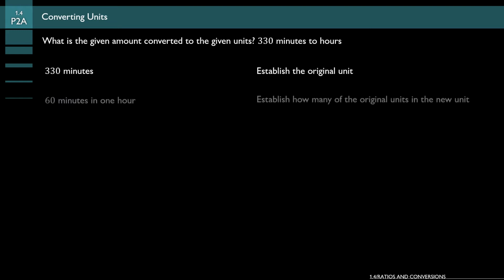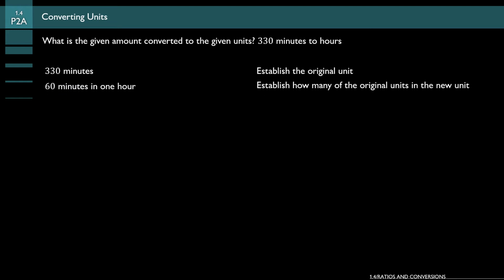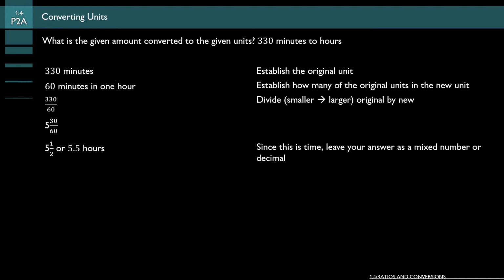There's 60. Since we're going from smaller to larger units, we're going to divide the original by the new. So 330 divided by 60 is 5 and 30 over 60. We reduce that to 5 1/2 hours, or we can say 5.5 hours. Since we're dealing with time, you can leave your answer as a mixed number or as a decimal.